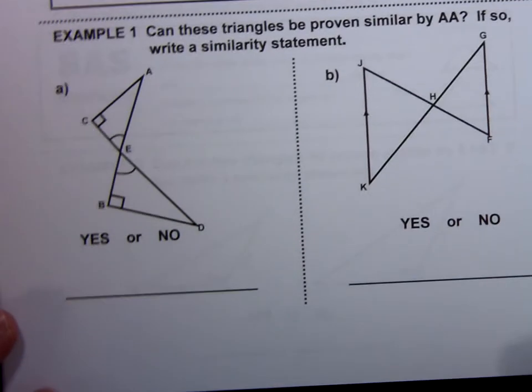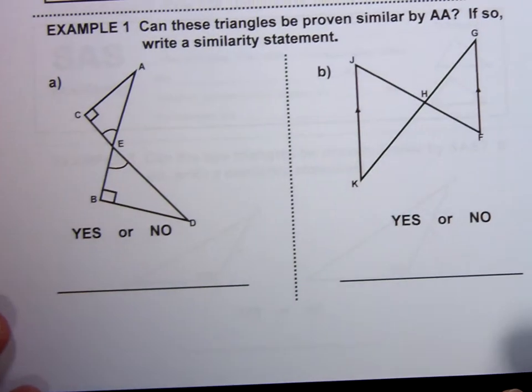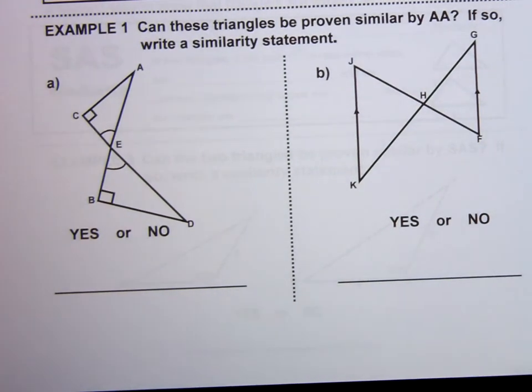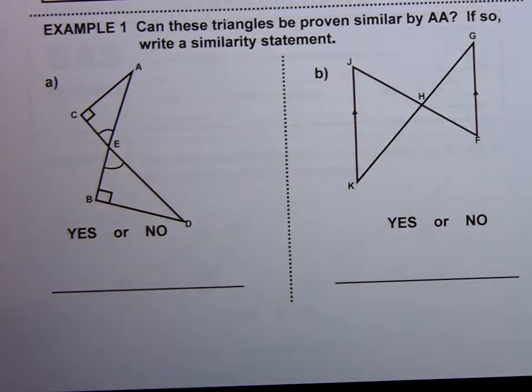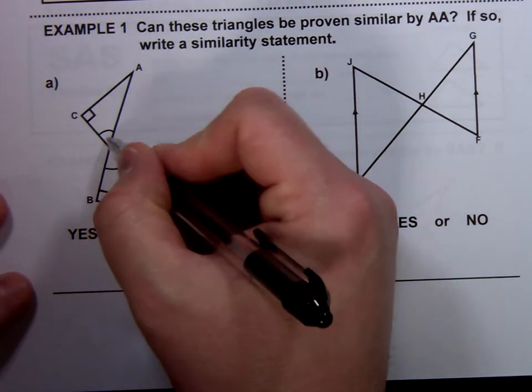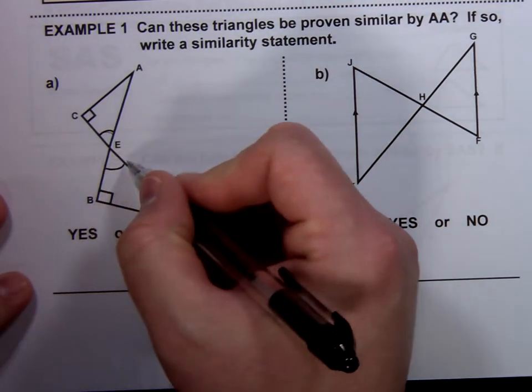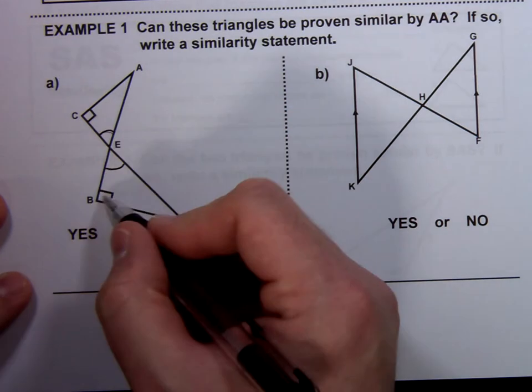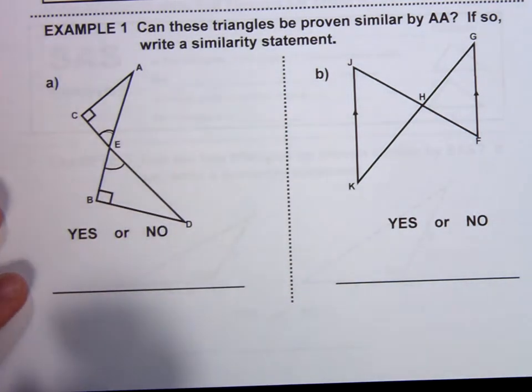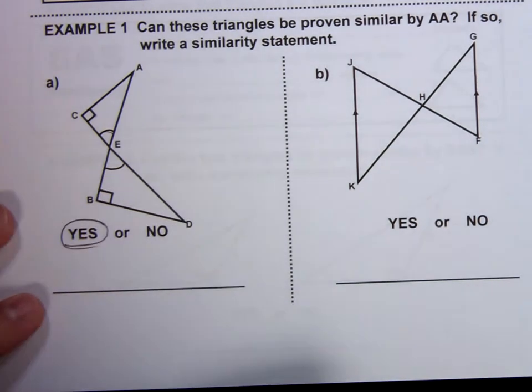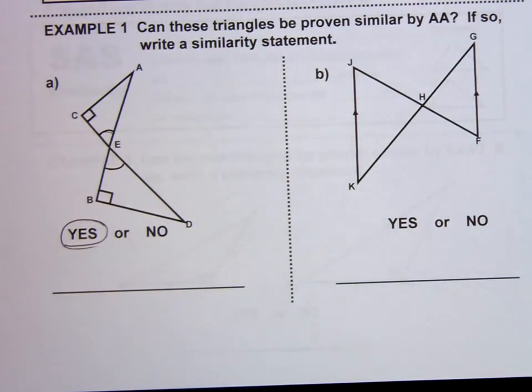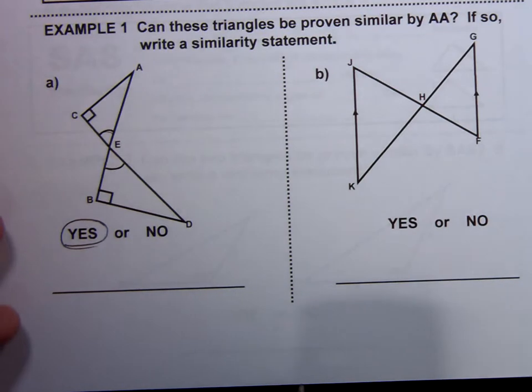Alright, can these triangles be proven similar by angle-angle similarity? And if so, we want to write a similarity statement saying that they're similar. So when I look at right here, I see these angles have been marked congruent, and these angles are both marked as right angles, so they're both 90 degrees, so those are going to be congruent as well. So yes, we can prove that these triangles are similar by angle-angle similarity.